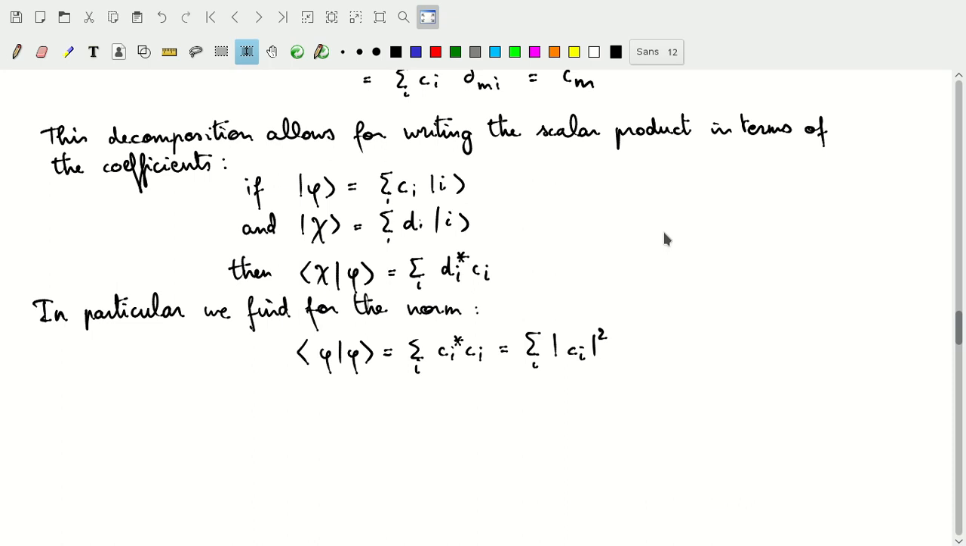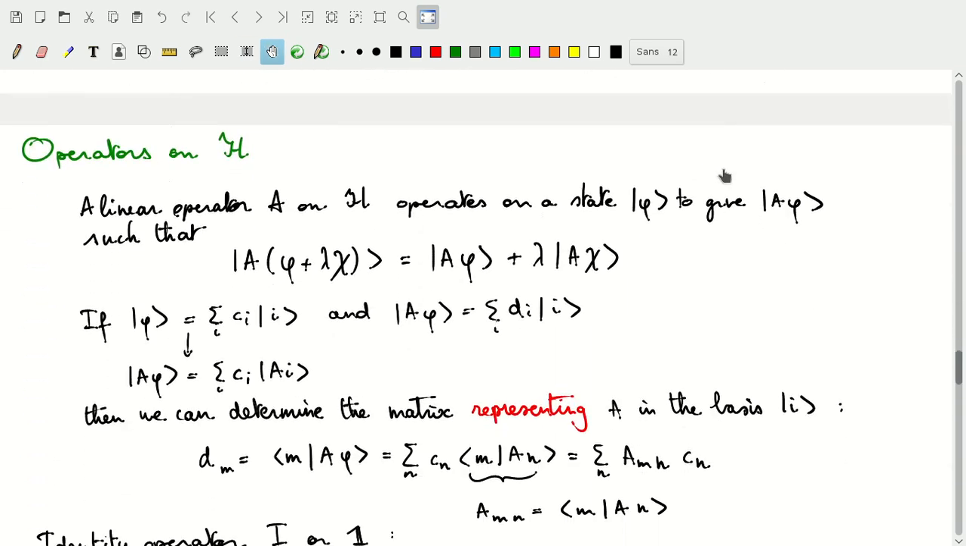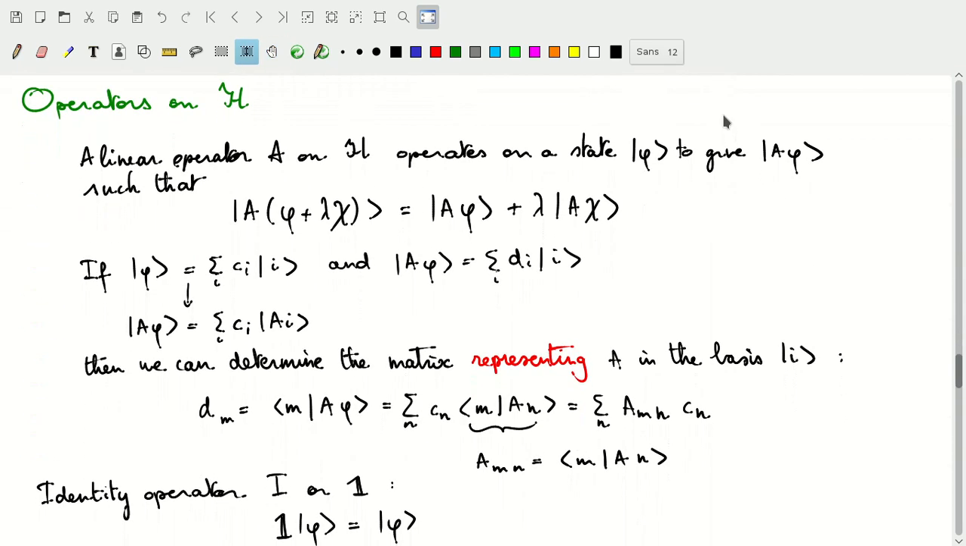If we look at the norm for a single state, then we'll find, of course, c_i conjugate times c_i summed over i, and so that gives us the traditional expression of the norm, which you're also familiar with. Okay, now that we have introduced basis vectors, let's move on to linear operators.